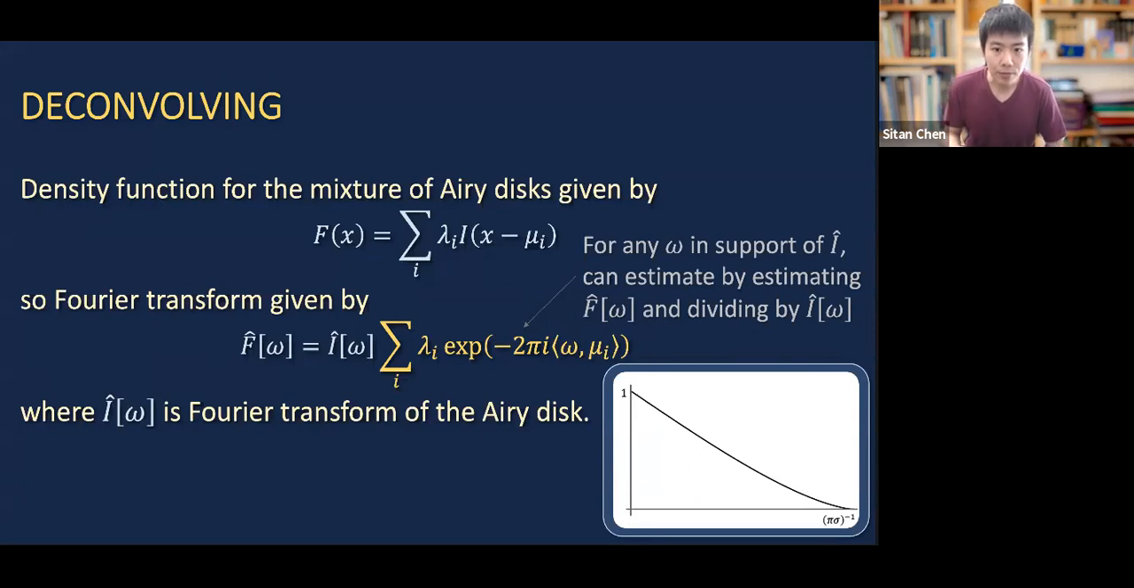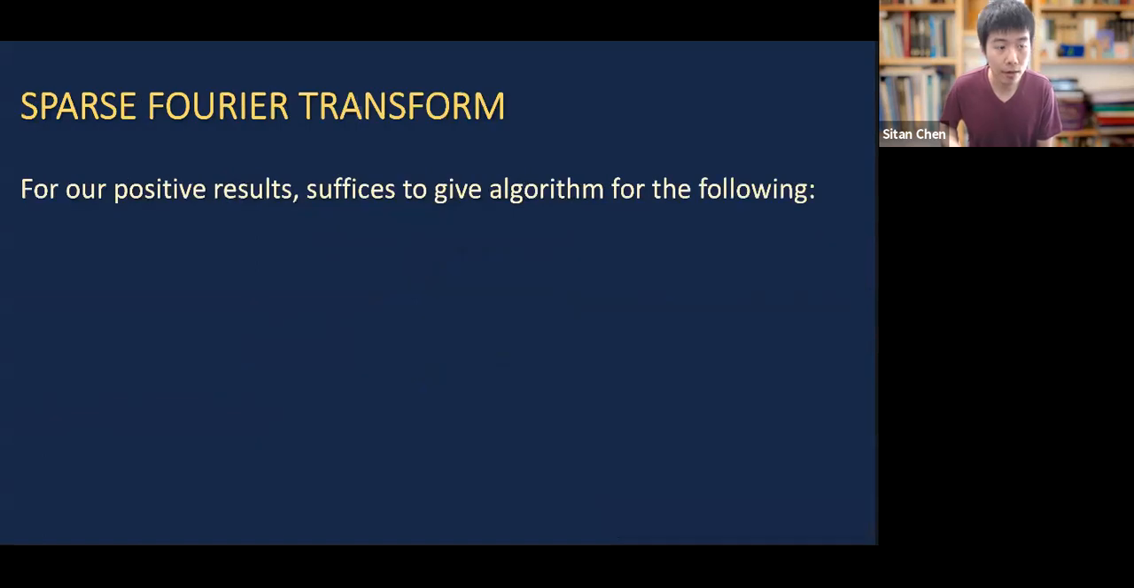So the key takeaway is that for any omega which is in the support of I hat, so any omega whose norm is at most pi sigma inverse, you can recover an estimate for this exponential sum by simply estimating f hat omega from samples and dividing by I hat omega, which we know exactly. We have an analytic form for this I hat omega. So this gives a reduction to the following related question of sparse Fourier transform off the grid. So for all of the algorithms in our work, we equivalently give an algorithm for the following problem and obtain an algorithm for the original problem via the aforementioned reduction.